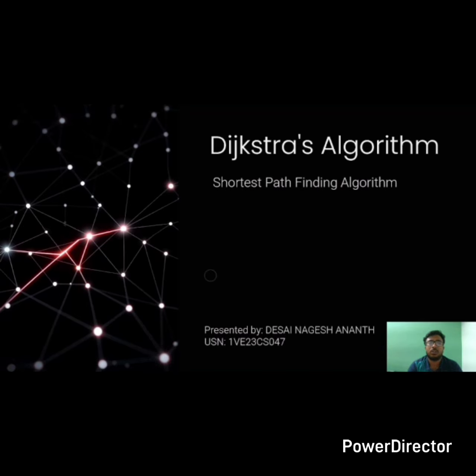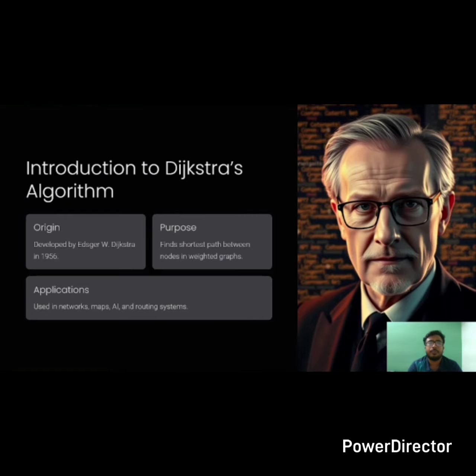It is also known as the shortest path finding algorithm. Firstly, an introduction to Dijkstra's algorithm. It was developed by Edsger W. Dijkstra in 1956 to find the shortest path between nodes in weighted graphs. It is widely used in networks, maps, AI, and routing systems.